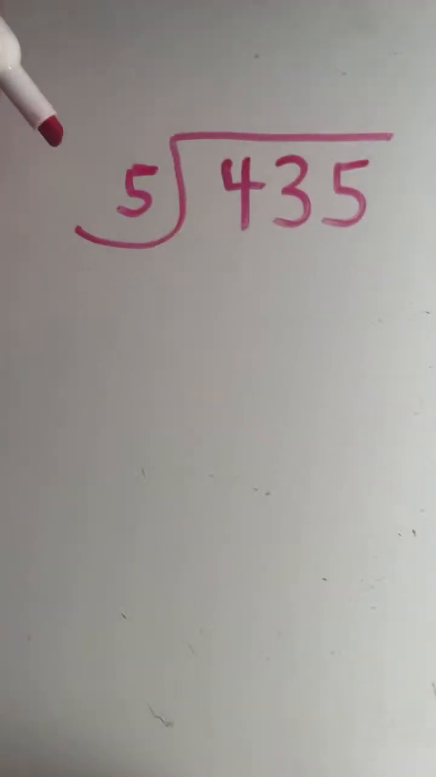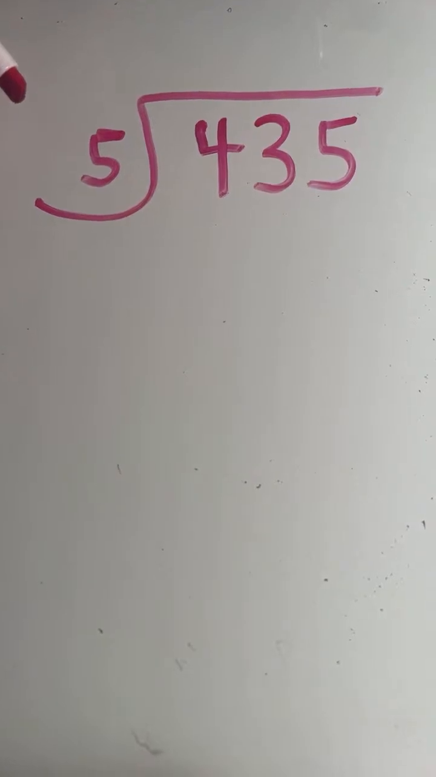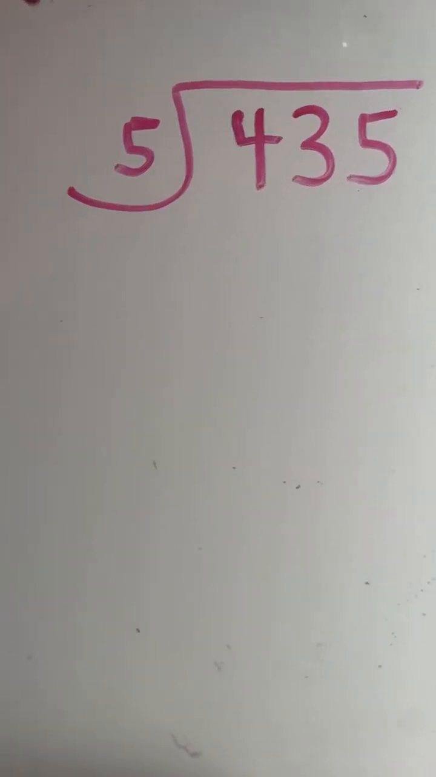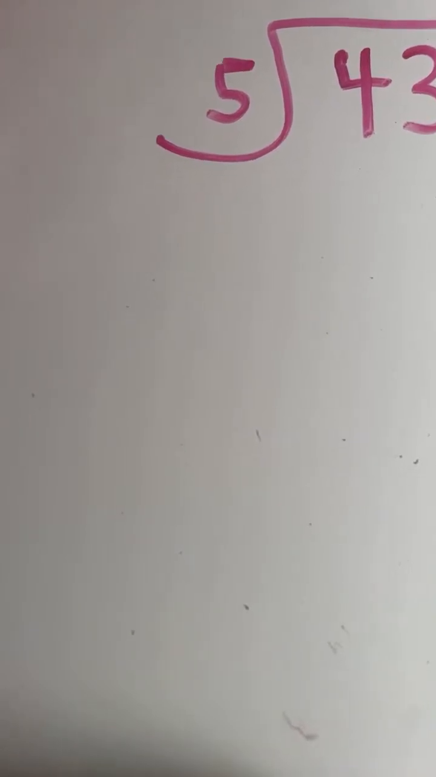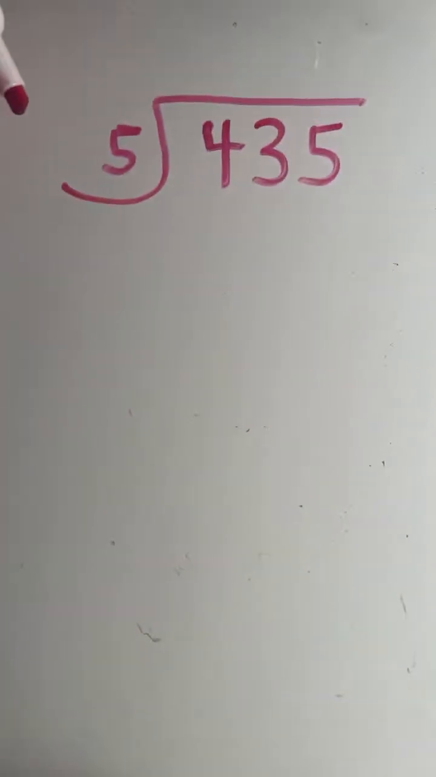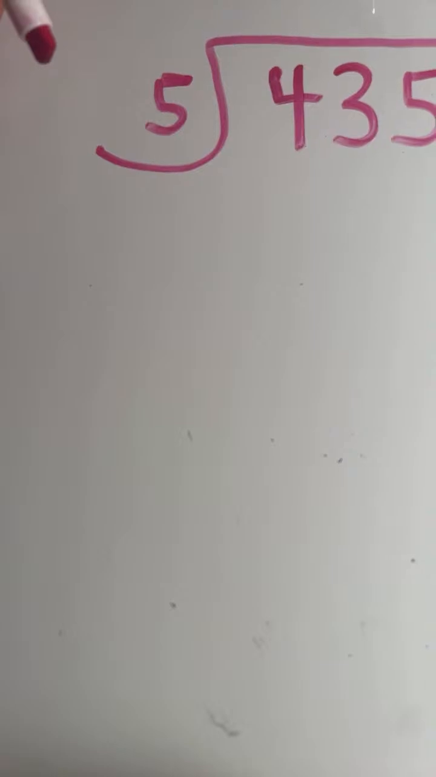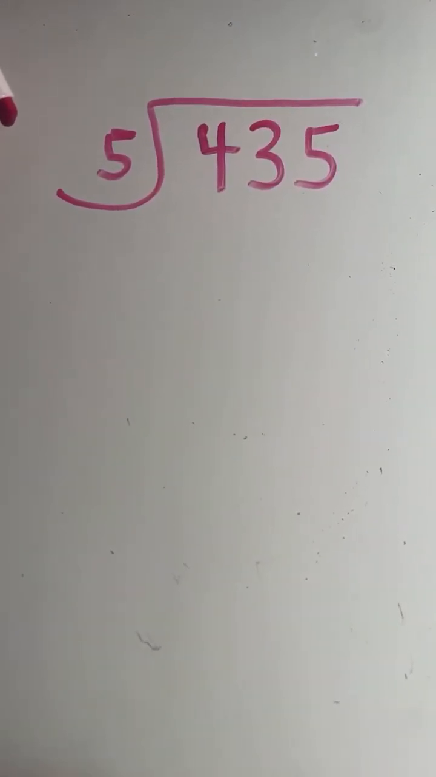So 435 divided by 5. So again, we want to divide by the smallest number possible. Only rule is the digit inside the square has got to be equal to or bigger than the digit outside the square. And for this one, we cannot start out with one digit by one digit division because the outside number is bigger. 5 is bigger than 4. But we can start with 2 digit by 1 digit. So for the first thing we're going to do 43 divided by 5.